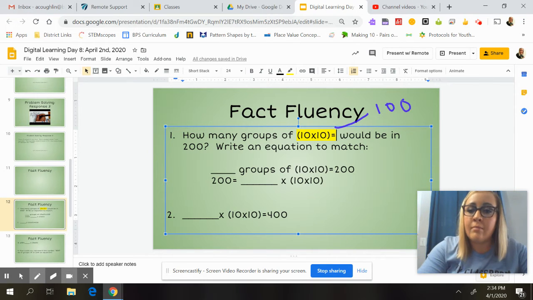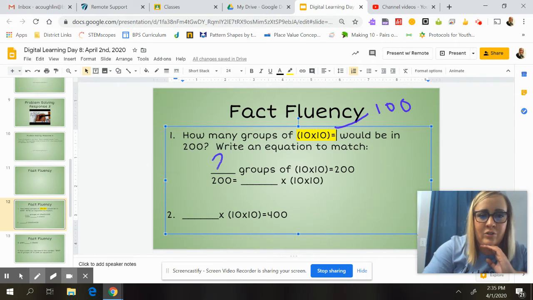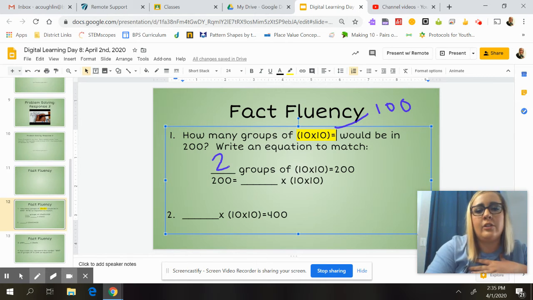Okay, so 10 groups of 10 equals 100. So I want to know how many groups of 100 are inside 200. That's my first question right here. It says how many groups of 10 groups of 10 are in 200. So I think, how many times can 100 go into 200? I know that my answer would be 2, so I put that in there. And then this is just a different way of writing that equation. 2 groups of 10 groups of 10 is the same as 200.